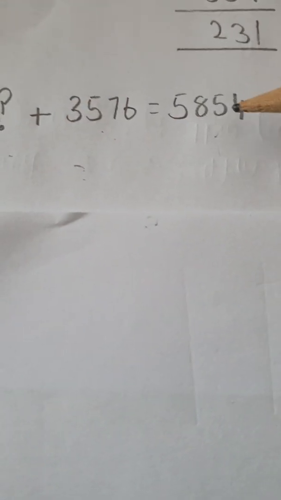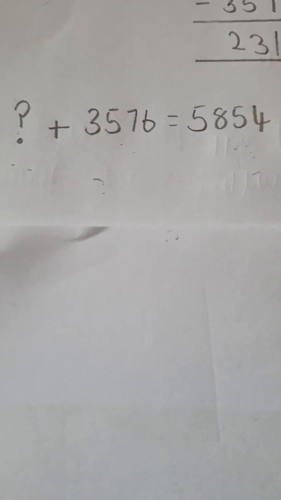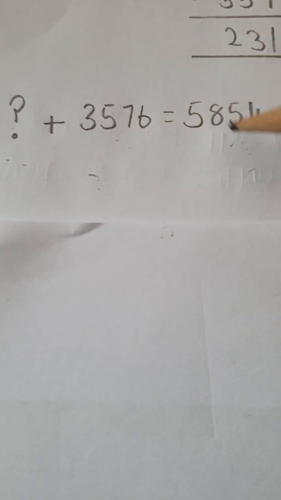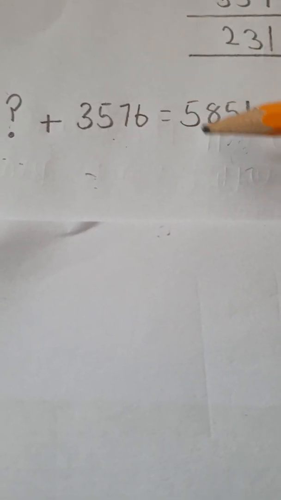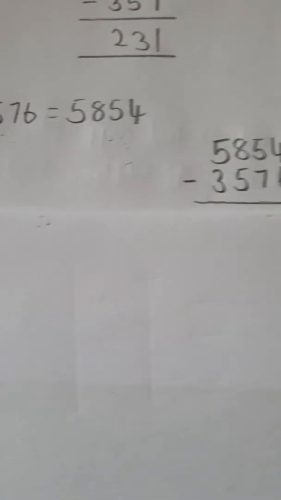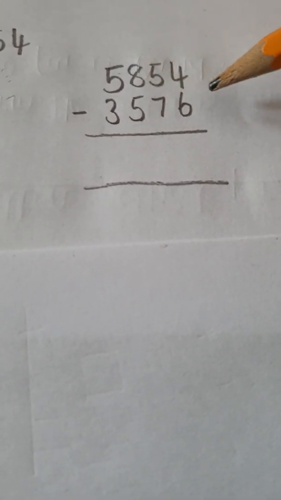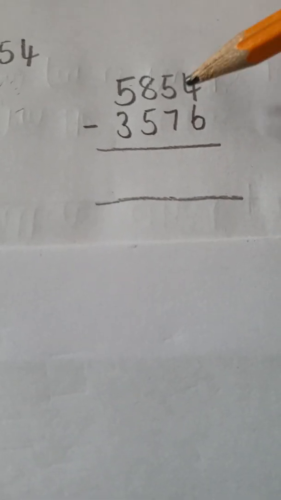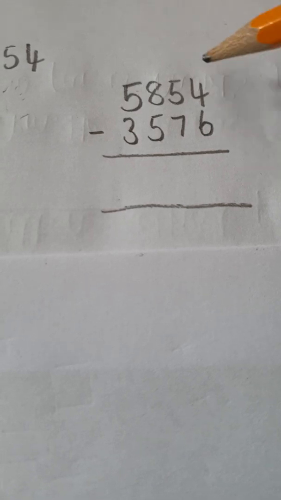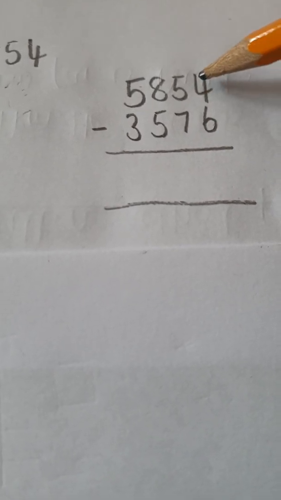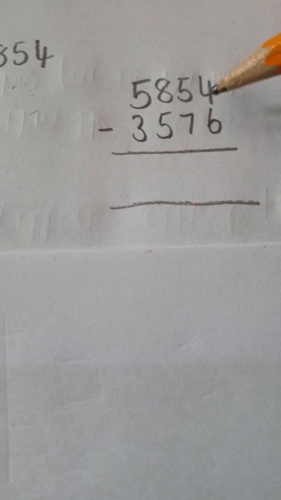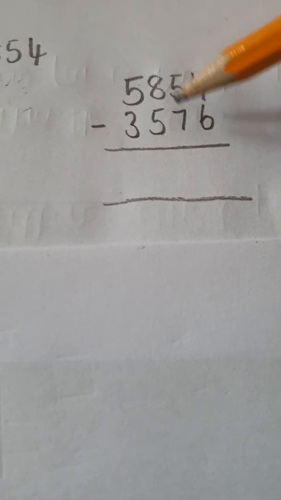So again, biggest number is what we're going to take away from. Setting it out correctly, making sure our numbers are in the correct columns according to their place value, okay? So it should look like this. Right, so 5,854 minus 3,576, okay? So first of all, again, starting on our units column, 6 units away from 4 units. Is that possible? No, it isn't, okay?